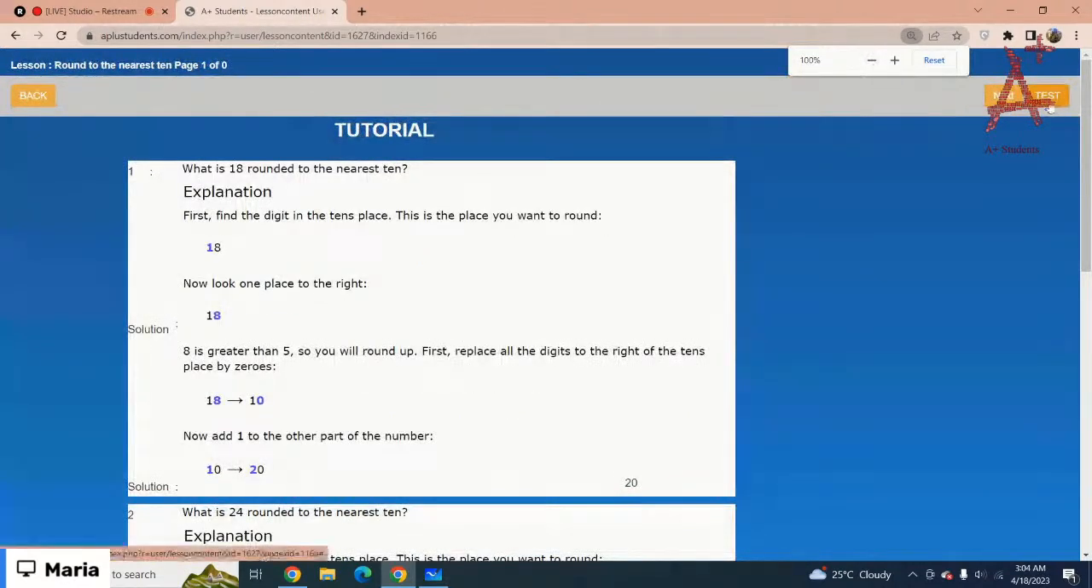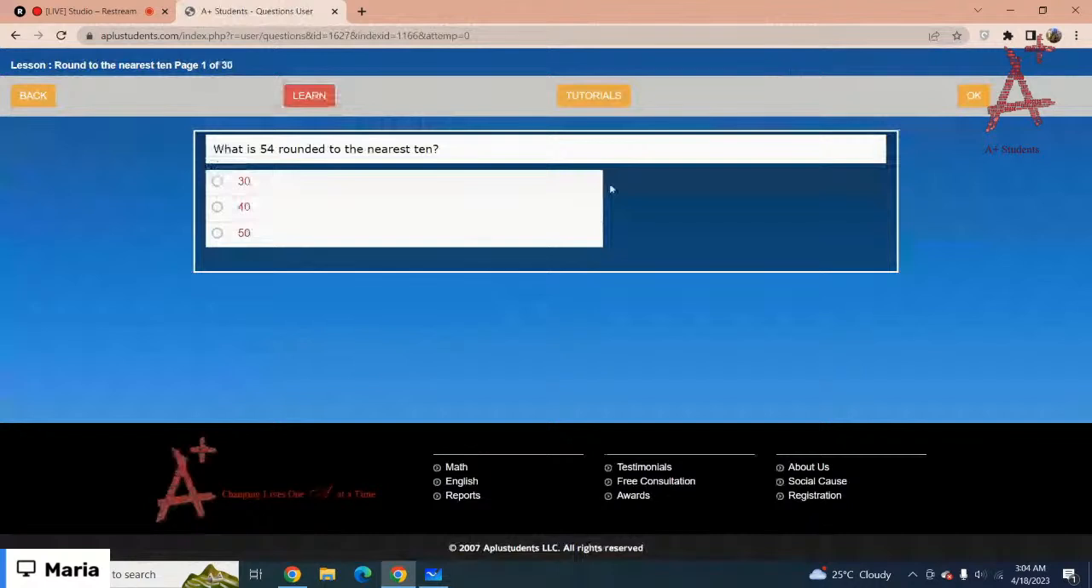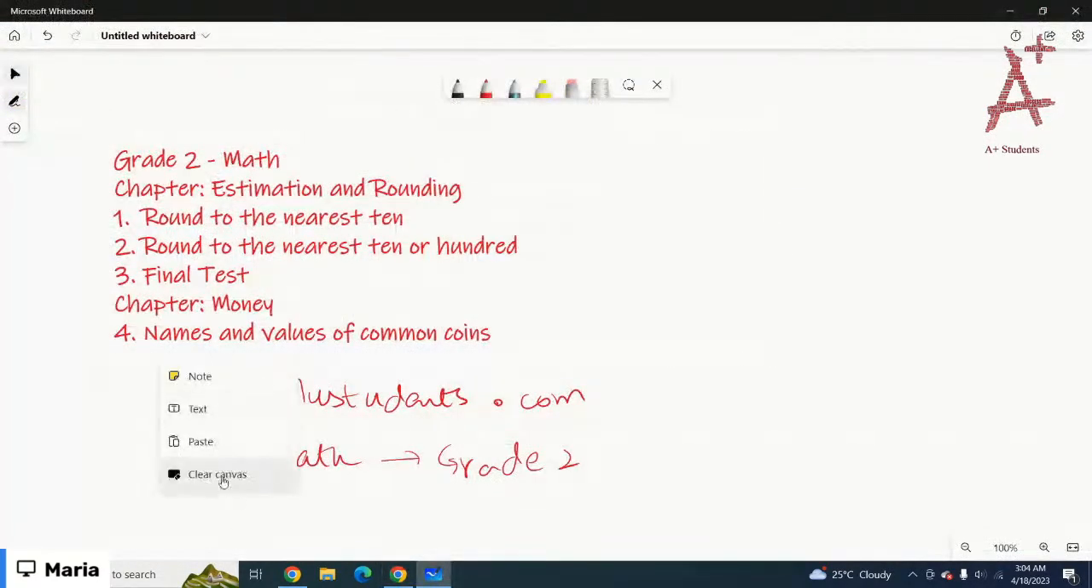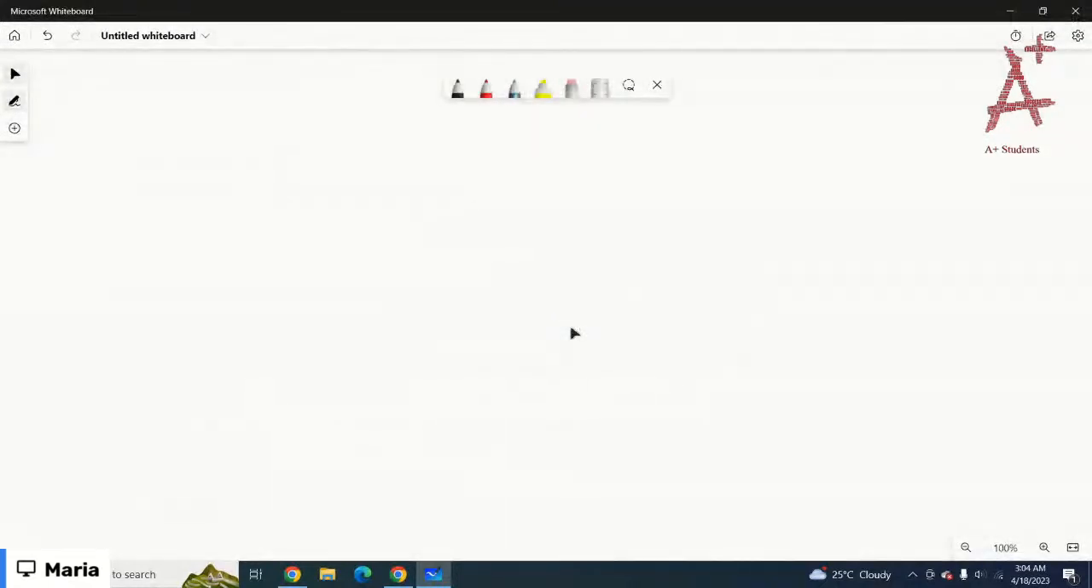Okay, let's just start with the test questions so that we can do the practice questions. Okay, what is 54 rounded to the nearest 10? Okay, so you have 54. You have to round 54 to the nearest 10. Okay, so the 5 is at the tens position. Got it? Just look at the right hand side of the 5. You have 4 here.